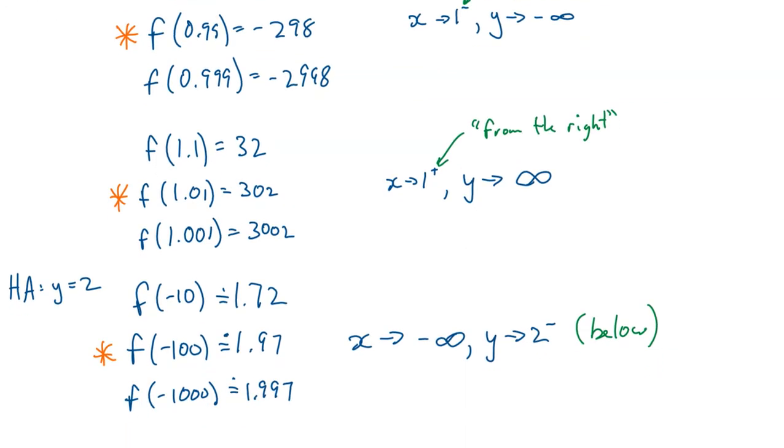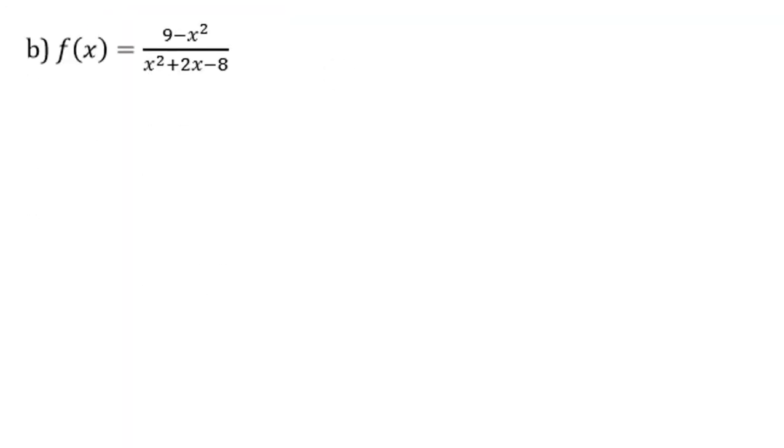Any questions on this? Okay, we're going to do one more. So every asymptote requires 2 tests. You got to check from the left and you got to check from the right.